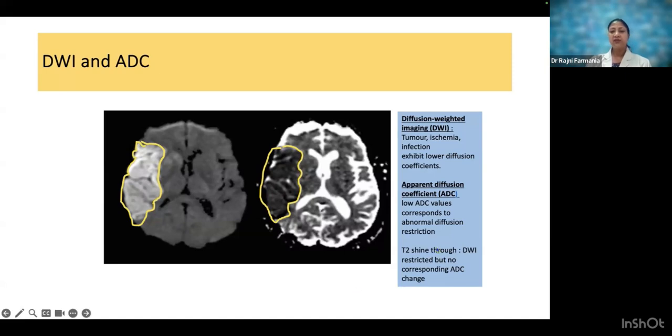Sometimes there are artifacts and the phenomenon is called T2 shine through. In that DWI, you will see the restriction, but no ADC showing the same thing. So that means it is artifactual. T2 shine through means artifactual. So we should always see DWI and compare it with the ADC to make sure that yes, this is a marker of cytotoxic edema and it's a true restriction. So DWI is very important, especially in acute cases. In all ICU setting cases, we would like to see DWI. In tumor, ischemia, infection, they exhibit lower diffusion coefficients.